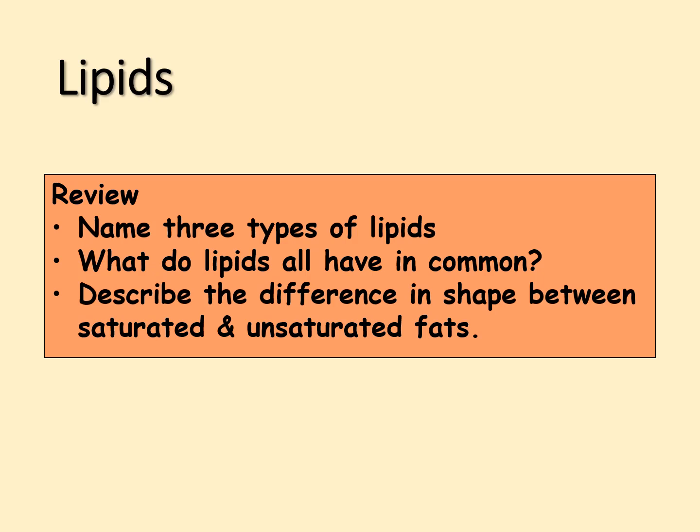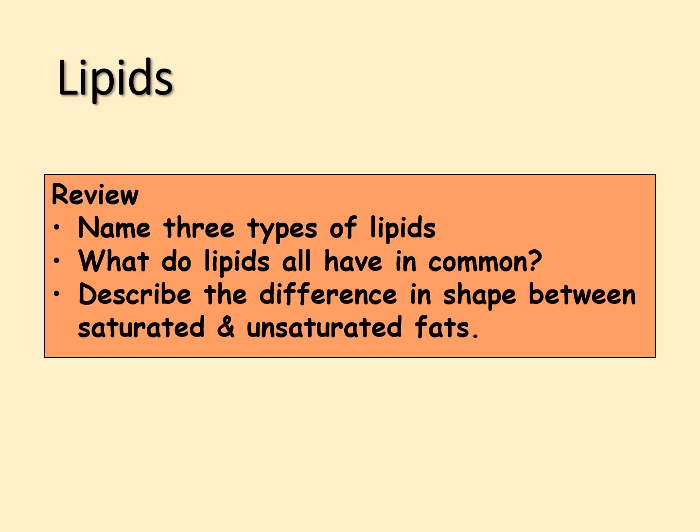Okay, so hopefully you were able to do a little bit of review and pause the video and answer these questions. So what are our 3 types of lipids? So we have fats, right? Saturated, unsaturated. We have phospholipids and we have steroids. Okay, so those are our 3 types of lipids. What do they all have in common? Well, they're all hydrophobic, right? So they all don't like water.